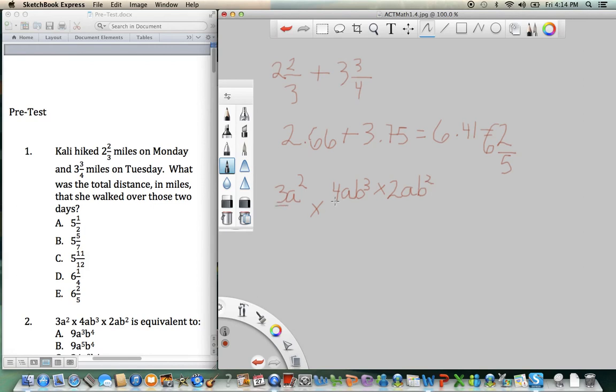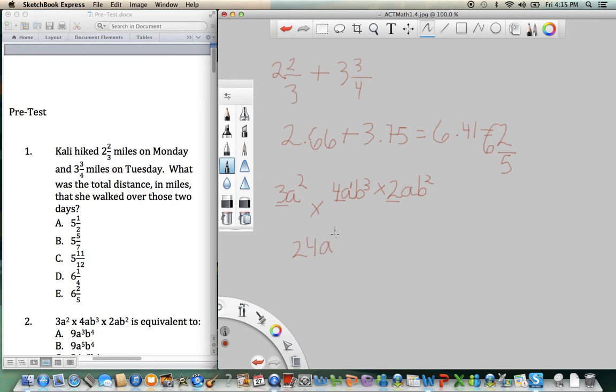And again, just a reminder, coefficients are the numbers that sit in front of variables. So 3 times 4 is 12, and 12 times 2 is 24. And then you're going to add the exponents. Now be careful here. We have a to the second, and any variable without an exponent is assumed to be to the first power. Okay, so it's going to be a to the second plus a to the 1, so that's a to the third, plus another a to the first, so we're going to have a to the fourth.